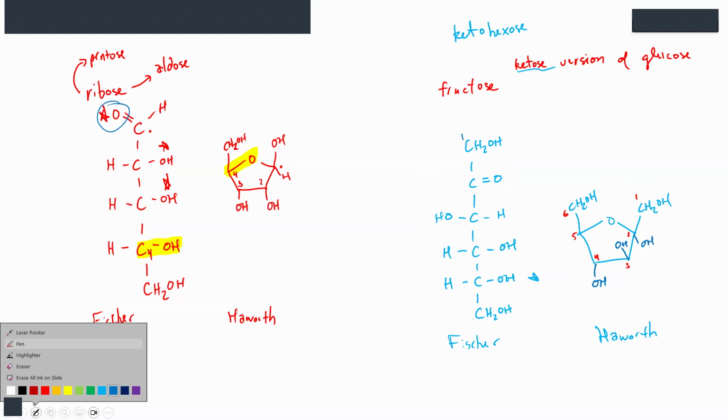I'm also going to highlight the carbon and oxygen that become part of the ring. There's carbon 5 in the OH group, and the oxygen that becomes a part of the ring is highlighted there.